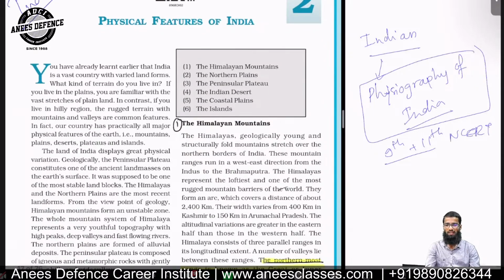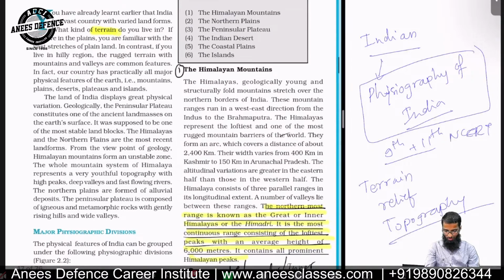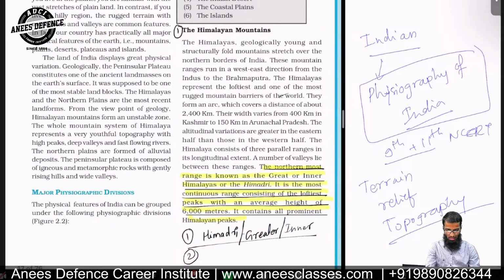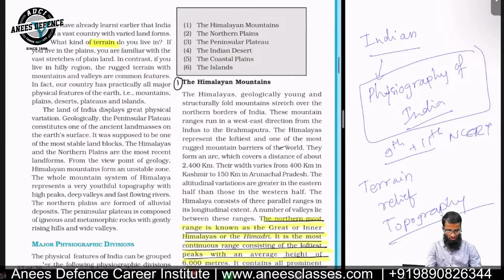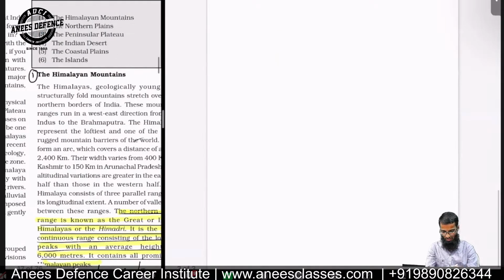So in the first paragraph, they have talked about the relief features of India. Okay, they have talked about the topography. It is the terrain or relief. So the words like terrain or relief or topography are almost similar. Okay. So they have talked about that, and they have given 6 divisions. Okay. So they have talked about the 6 divisions.